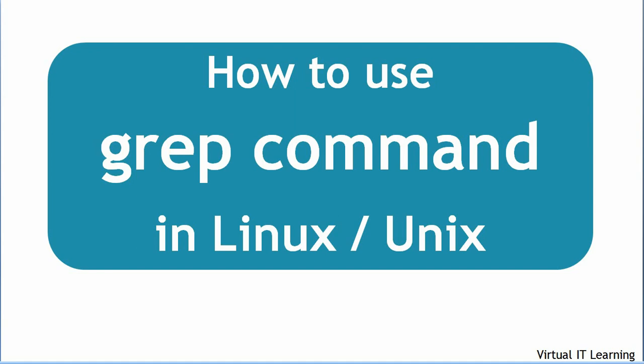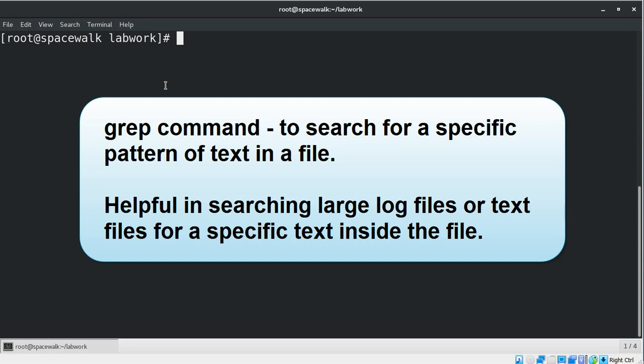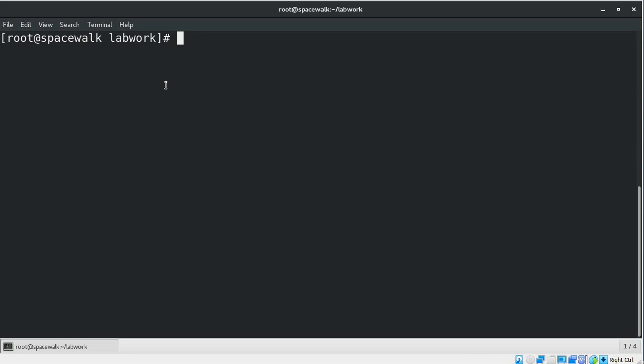Hello everyone. In this video we will learn how to use the grep command in a Linux/Unix environment. The grep command is mainly used to search for a specific pattern of text in a file. It is very helpful in searching large log files or text files for a specific text or error message inside the file. The output will show only the matching lines.